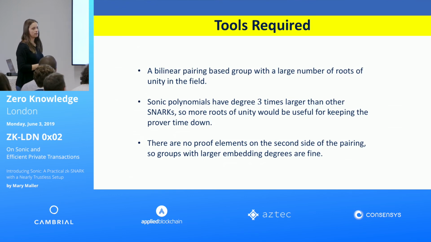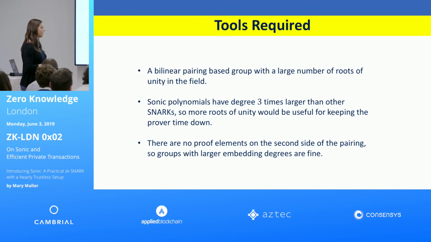Another tool we need is a bilinear pairing group. And we also need there to be a large number of roots of unity in the field. This is the case with all SNARKs, so you always need to have lots of powers of 2, say dividing the order of the field, because otherwise you can't run fast Fourier transforms and it becomes expensive to compute the underlying polynomials. And one additional thing to point out here is that the Sonic polynomials are a bit larger than the polynomials in previous SNARKs. Not much, but a little bit. So more roots of unity would be a good thing.